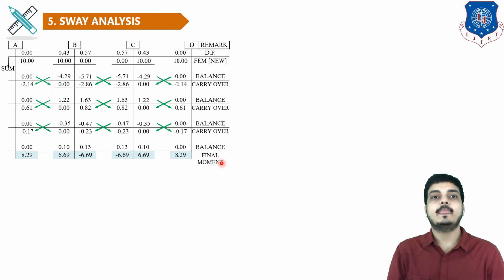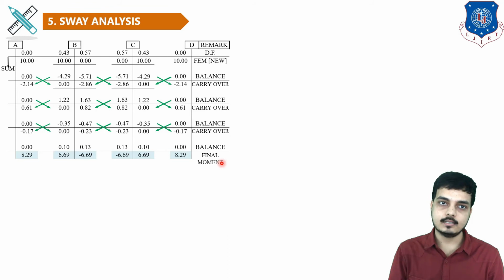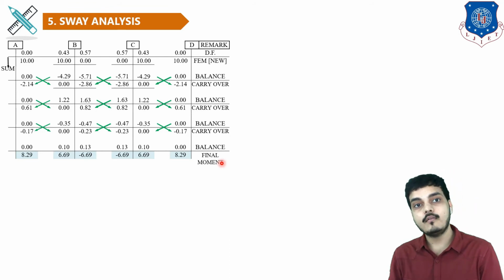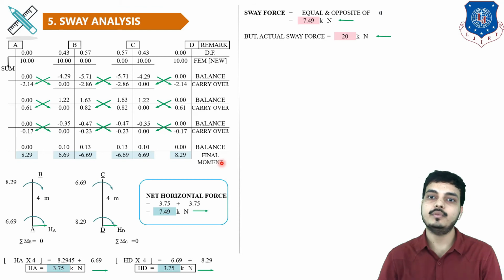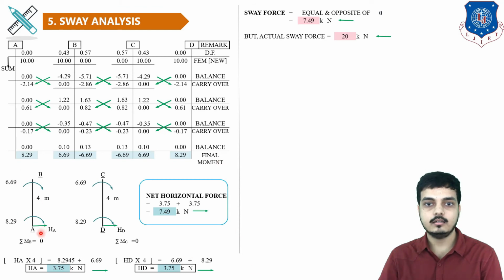No, these are not my final moments. These are my moments due to sway analysis. Now again we have to find the net force, like we did previously. This is my BA column, this is my CD column. These moments are from here: 8.29 over here, 6.69 over here. This is my MBA moment, this is my MAB moment. We are not considering the beam, we are considering the column again: MCD 6.69, MDC 8.29, and the horizontal forces are HA and HD.